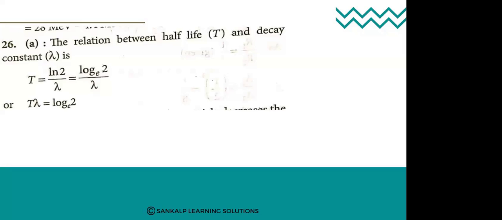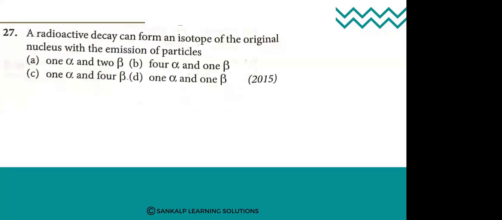Next question. A radioactive decay can form an isotope of the original nucleus with the emission of alpha particle. So alpha particle emitted, what will be the changes? 1 alpha and 2 beta, 4 alpha and 1 beta, 1 alpha, 4 beta, 1 alpha, 1 beta.